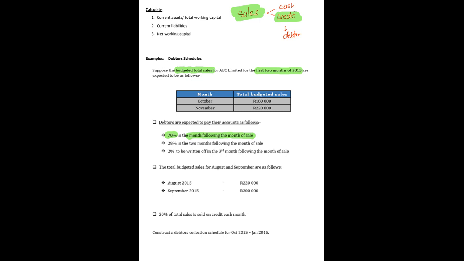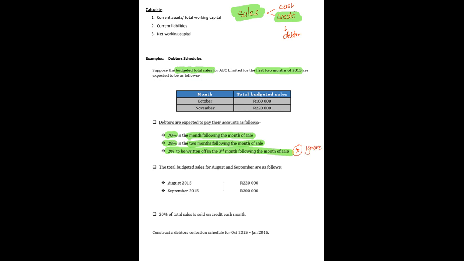And then 28% is paid in the 2 months following the month of the sale. So not next month, the month after that. And then the remaining 2% is written off. Now, whatever is written off, and this is very important, you do not worry about it. You will ignore it. It does not form part of your debtor's schedule.